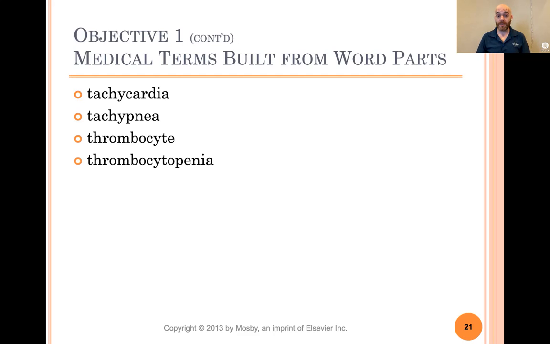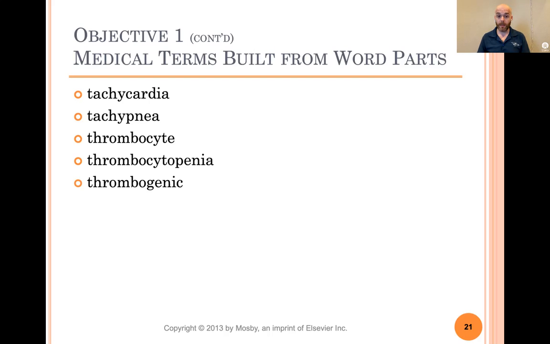Thrombocytopenia. Okay, so we just had thrombocytes, so we know it has something to do with clotting cells. Penia, we've had several times, means decreased number or reduction in. So thrombocytopenia means low clotting cell count or low clotting factor, low blood clot factor.